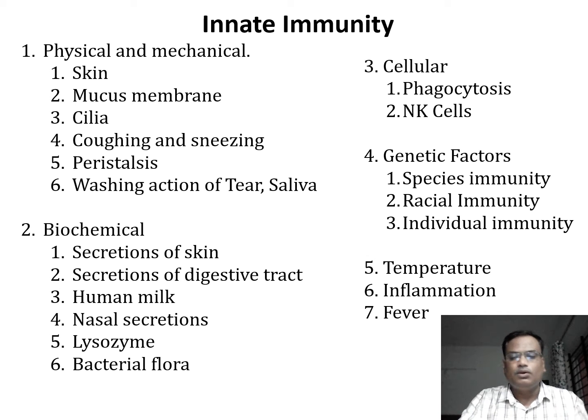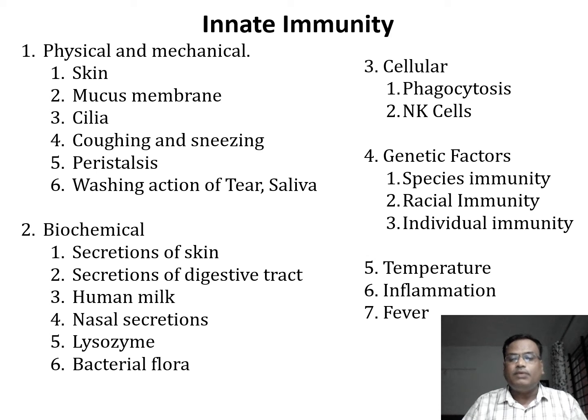Like this we find racial immunity and individual immunity. All individuals have different types of immunity, so one person's immunity is different from another person's immunity. If the same pathogen enters two different persons, one person may develop disease, whereas the other person may not develop disease, because they have different individual immunity.